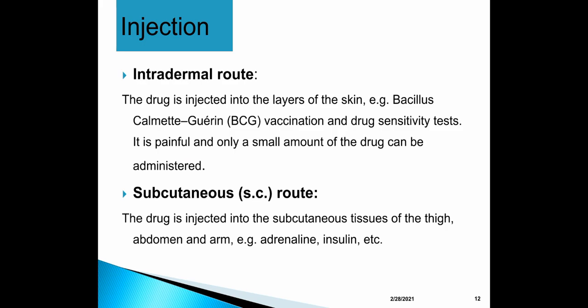Injection. Intradermal route: the drug is injected into the layer of the skin. Examples are Bacillus Calmette-Guerin vaccination and drug sensitivity tests. It is painful and only a small amount of the drug can be administered.